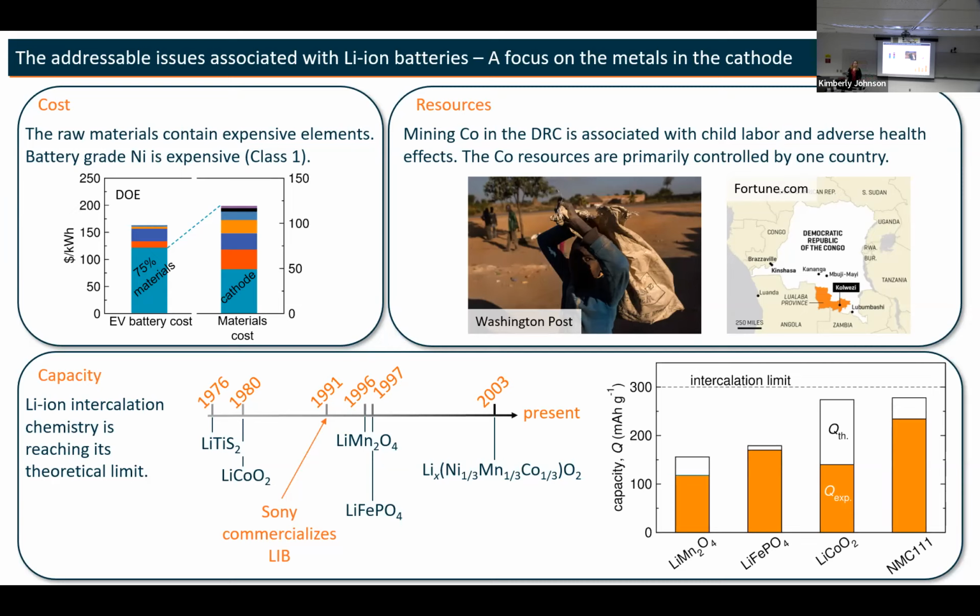So if we want to store more energy and have lighter weight cells or lower volume cells, we're not going to be able to do it with intercalation chemistry. And in fact, if we think of theoretically the best material we could think of, we're really hitting a ceiling of about 300 milliamp hours per gram for this intercalation limit. So in order to go beyond that, we need to think of new mechanisms.